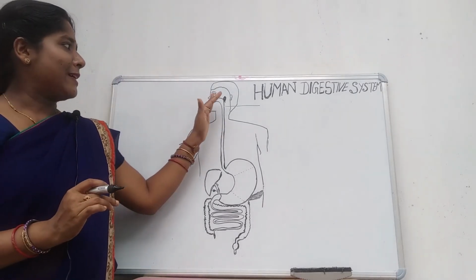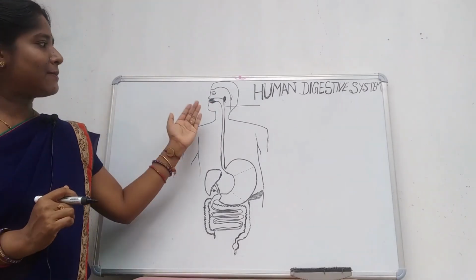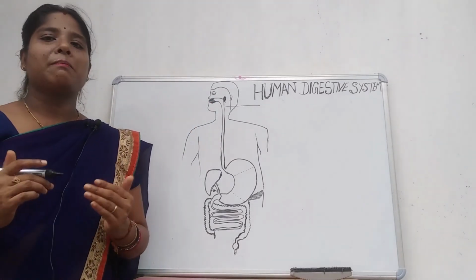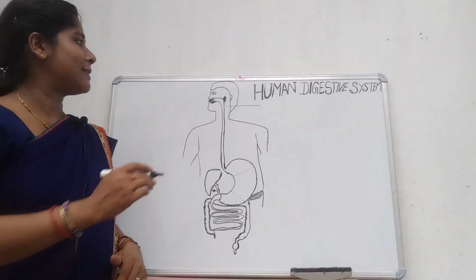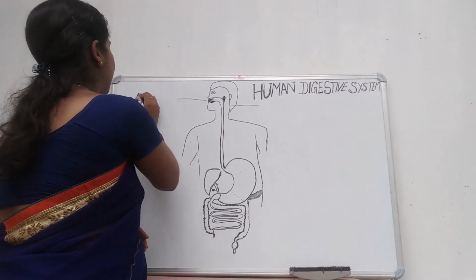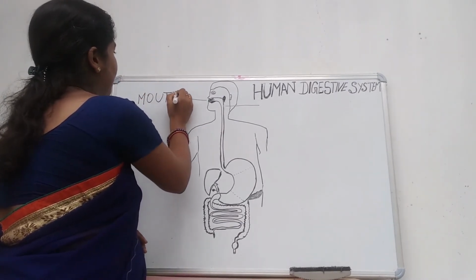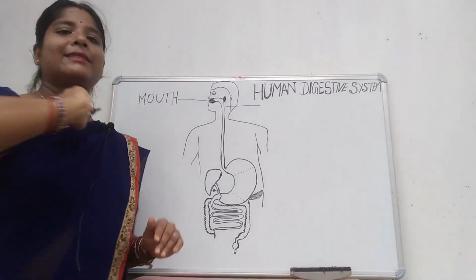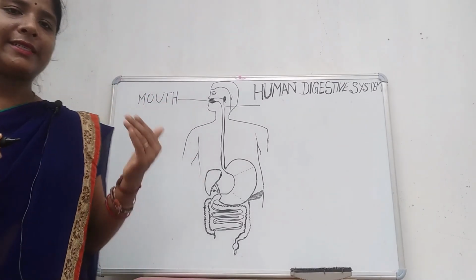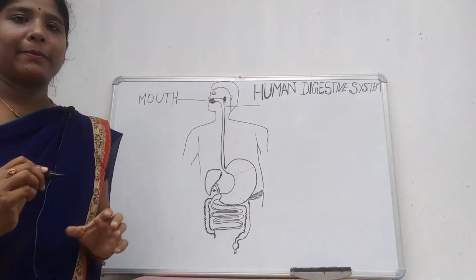So the first entrance and the starting point of the digestive system is called the mouth. Okay, dear students, listen. So the mouth is the entrance or the starting point for the food to enter our body.